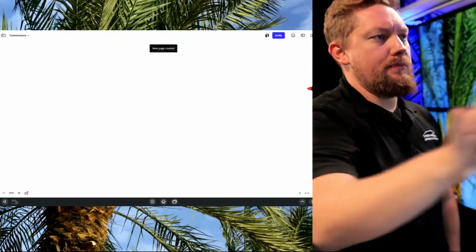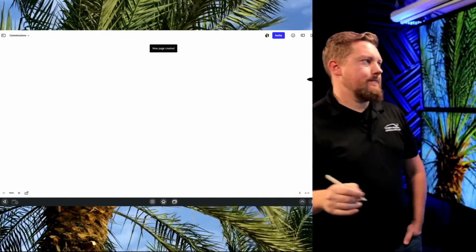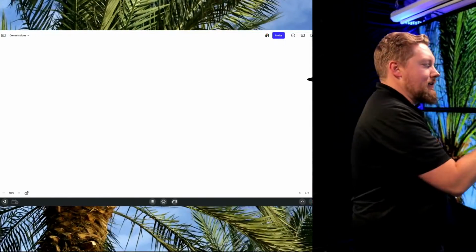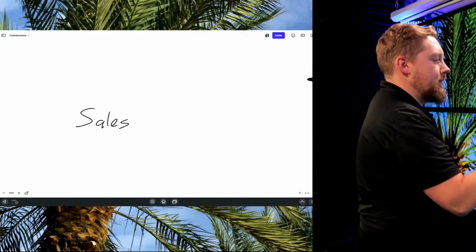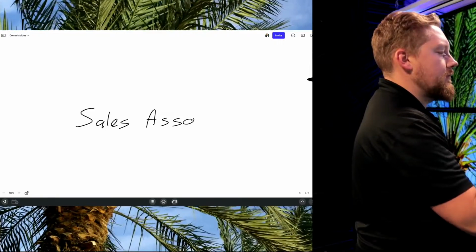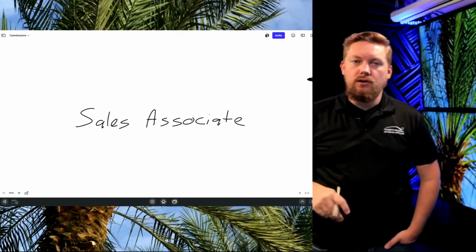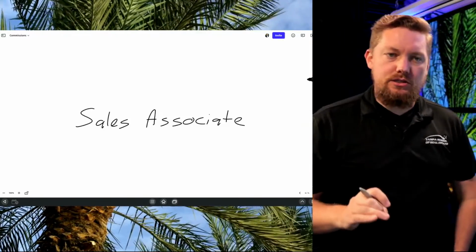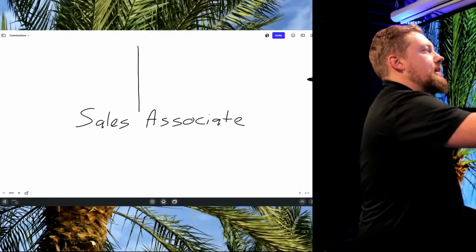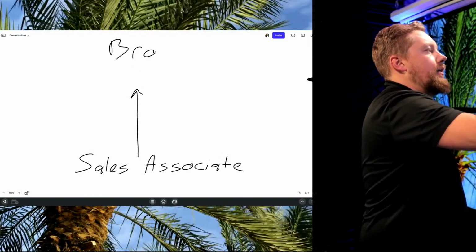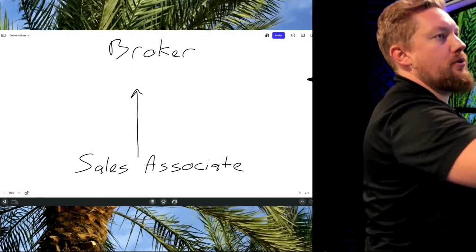So one thing I want to bring up here while we talk about teams is, as a real estate sales associate, if you're brand new, this is how you would start. You would begin your real estate career in Florida as a sales associate. Now, a sales associate is required to register under a broker.